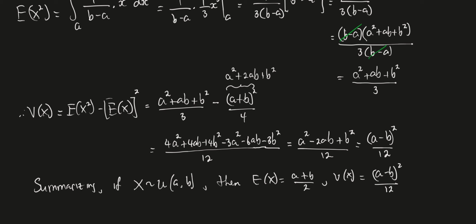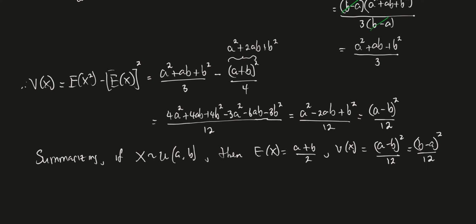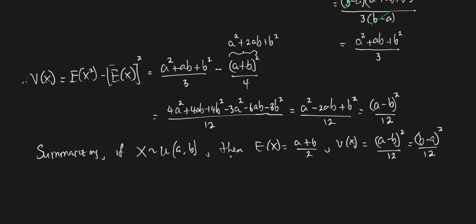Now notice, because the difference here is being squared, sometimes you might see it written as a minus b squared, or sometimes you'll see b minus a squared. Note that these are exactly the same expression because the numerator is being squared, right? And there you go. So there are some handy formulas, and what's nice about the uniform is that everything just ends up being relatively simple. The integration is relatively simple. The algebra is relatively simple.